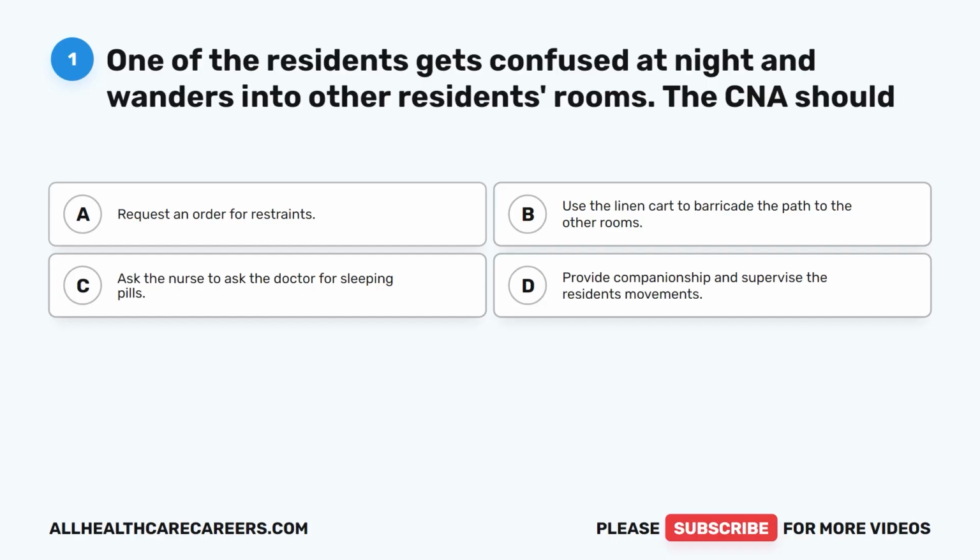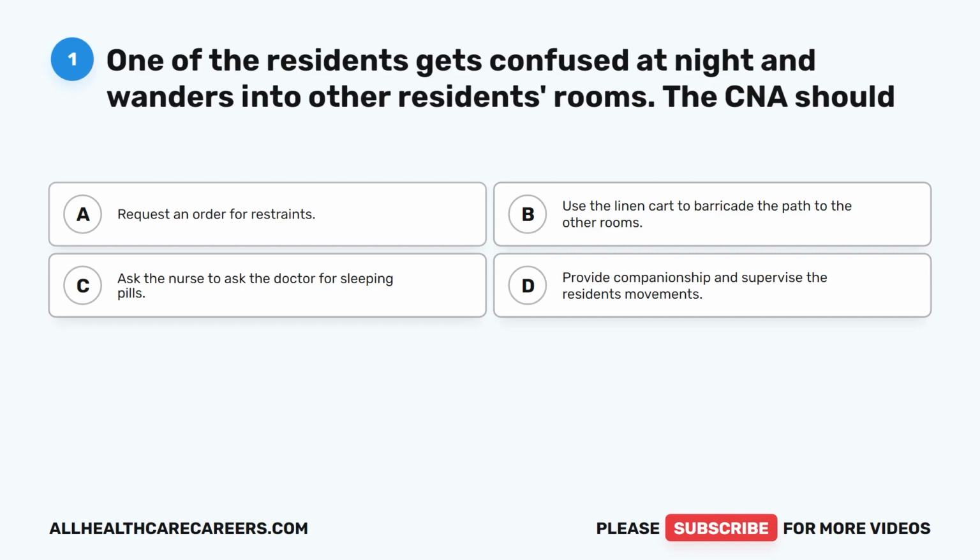Question 1. One of the residents gets confused at night and wanders into other residents' rooms. The CNA should A. Request an order for restraints. B. Use the linen cart to barricade the path to the other rooms. C. Ask the nurse to ask the doctor for sleeping pills. D. Provide companionship and supervise the resident's movements.